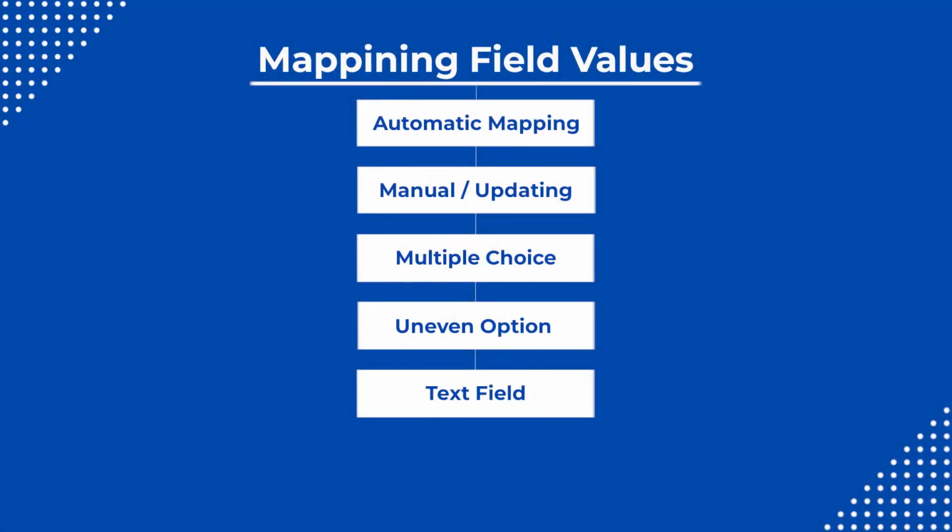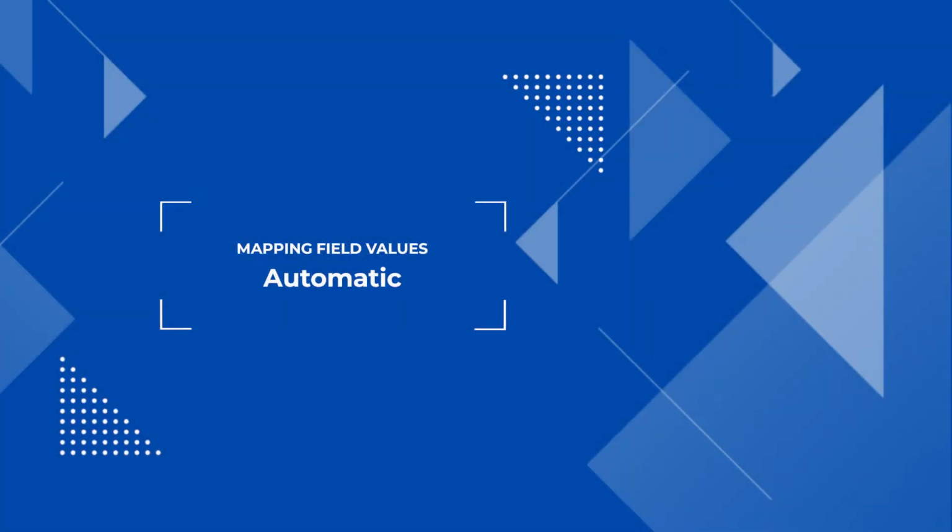Sometimes, the values in Contact Form 7 fields may not match the values in PDF fields. In such cases, the PDF fields will remain empty. PDF Forms Filler resolves this issue by automatically creating value mappings. We will learn how to map values automatically and manually, how to map multiple choice values, how to map values between fields with an uneven number of options, and how to map text field values. Let's see when field values are mapped automatically.